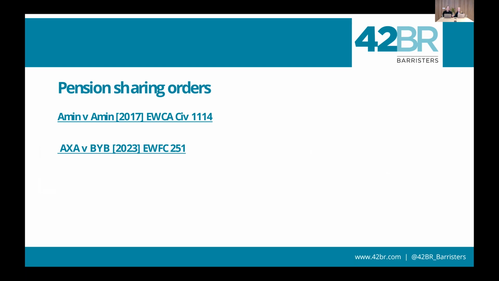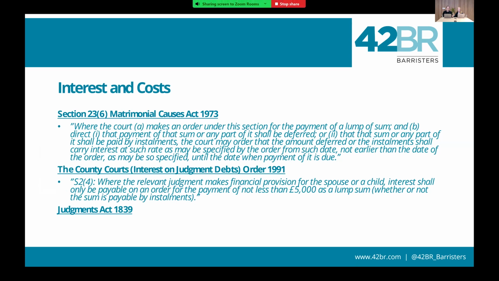And then finally, we do come on to interest and costs. Interest, I'd note, is usually provided for in the standard orders on a lump sum. So this is something to keep an eye on when drafting your final order. There is automatic interest payable on lump sums under £5,000, and that's per the second quote on the slide, which is the County Court's Interest on Judgment Debts Order 1991. This interest rate is currently set at 8%.